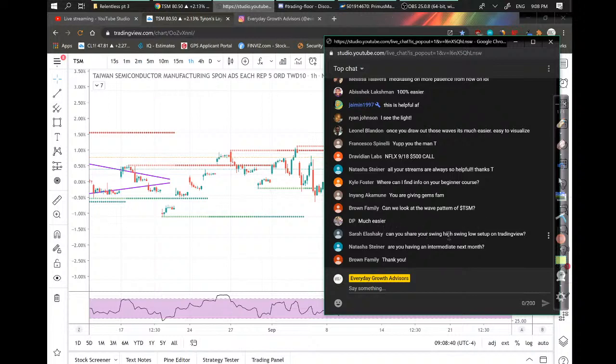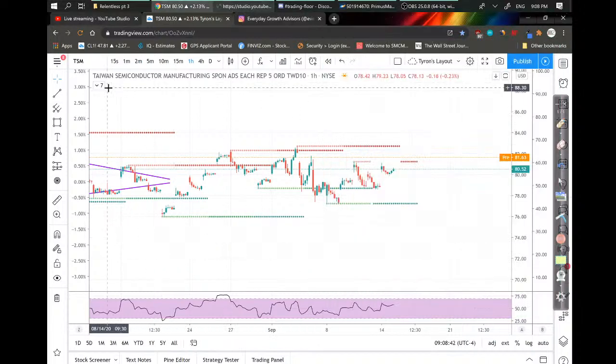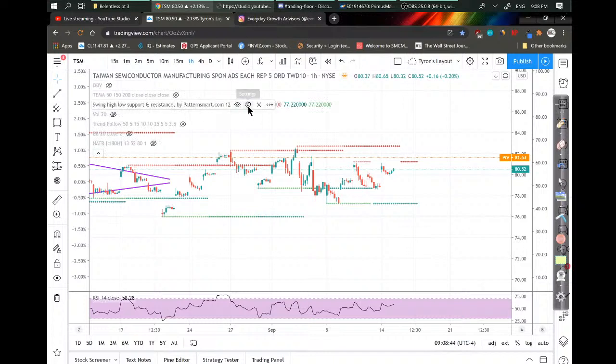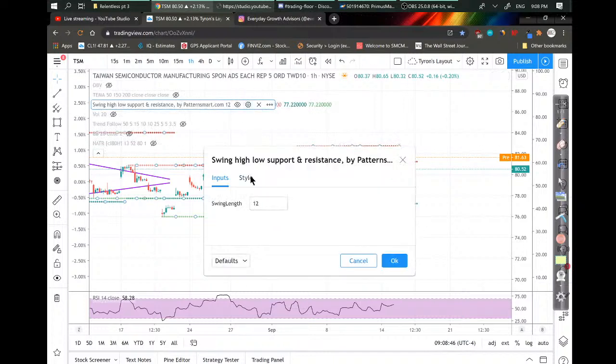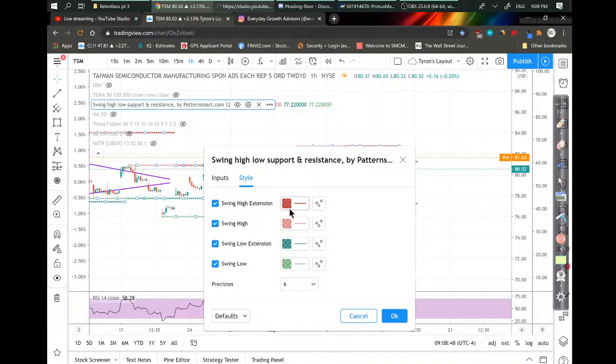Much easier. Can you share your swing high-low setup on TradingView? Sure. So you just click on this, click on the settings. This one's 12, and then I have a deeper red for the extensions and a lighter red for the high, deeper green for the extension, and a lighter green here. Precision, I keep it at 6, but the precision doesn't really matter, and I change these to circles. That's it. Pretty simple.